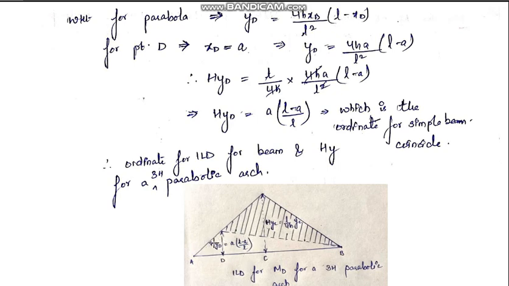So after coinciding, the diagram will be something like this. Okay, so the ILD for the bending moment at D section for a 3-hinged arch will be something like this. These 2 points will coincide with each other.